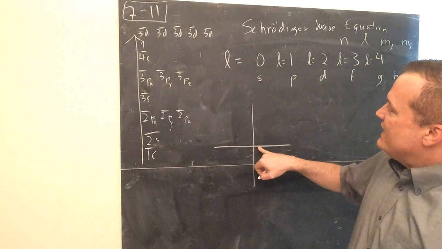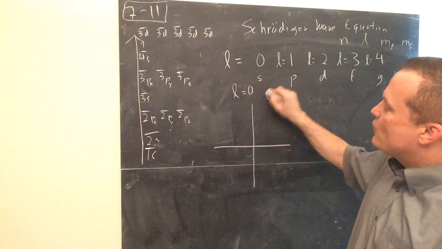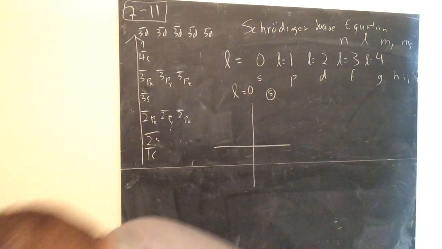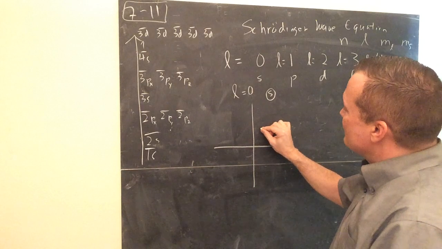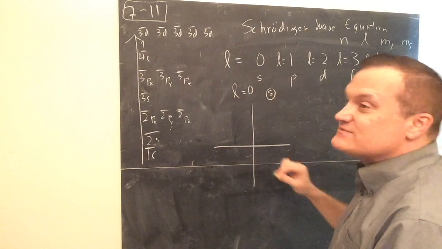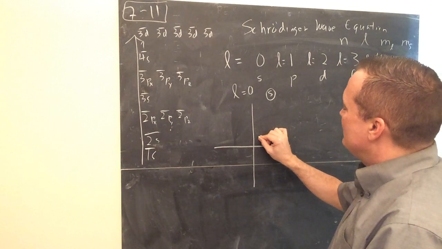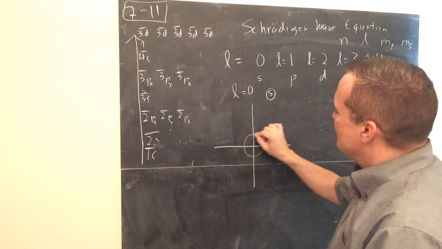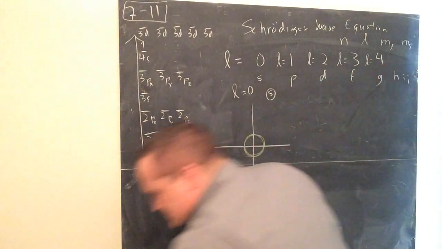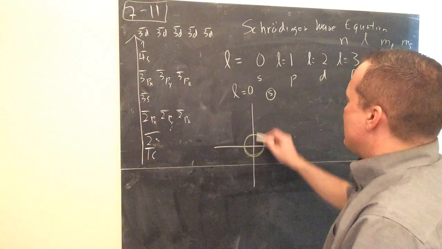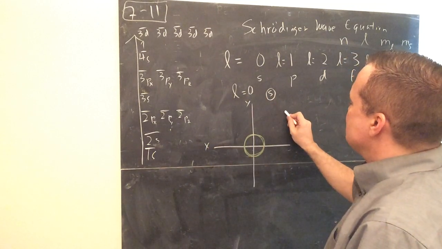So if L is equal to 0, that means it's an s orbital. And I'm going to try and draw a little s orbital for you. An s orbital has a spherical shape. Now, I'm going to draw a little circle. It's not just a circle, it should be a sphere, because you'd have x and y, and you'd also have a z.